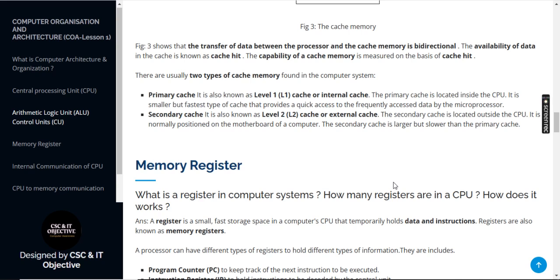Secondary cache is also known as the level 2 or L2 cache or external cache. The secondary cache is located outside the CPU. It is normally positioned on the motherboard of a computer. The secondary cache is larger but slower than the primary cache.